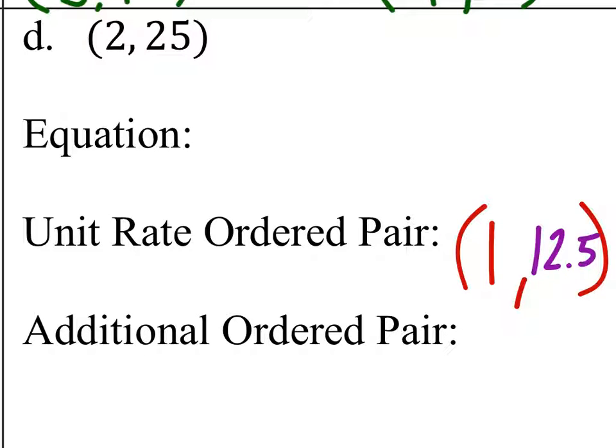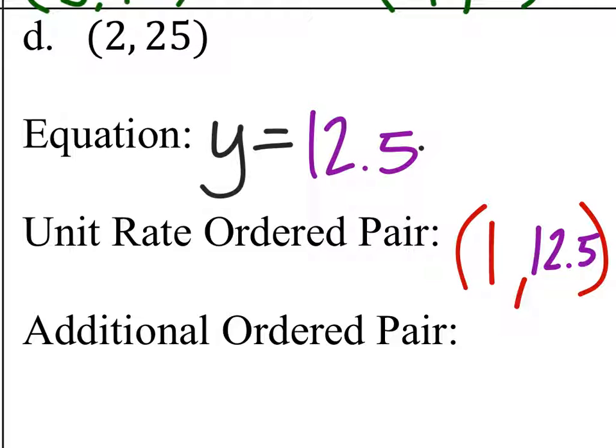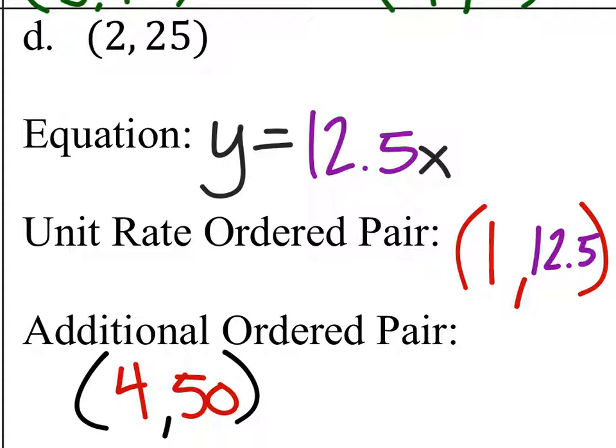So it should always be y equals what? 12.5x. There you go, excellent. So let's look at some other additional ordered pairs on these. What would be another one? 2 to 25, we have that one. 3 to 37.5, 4 to 50, very good. And then what's another one? 8 to 100. 8 to 100 works.